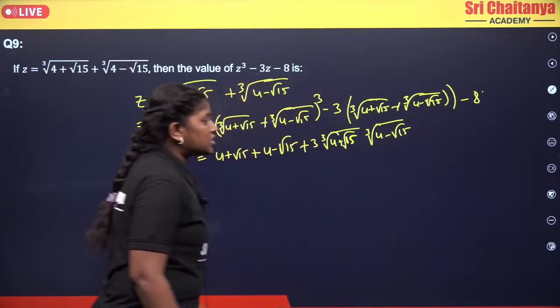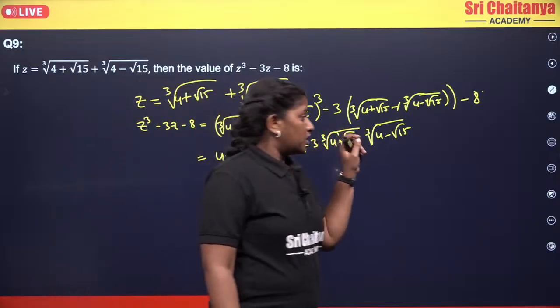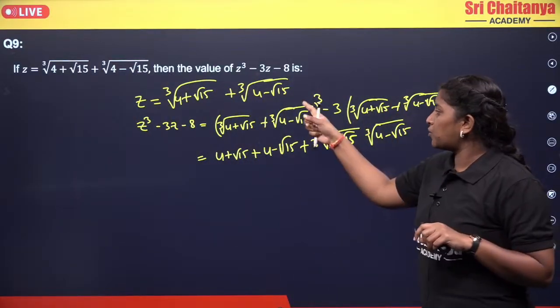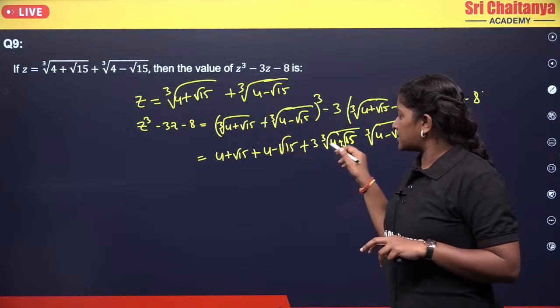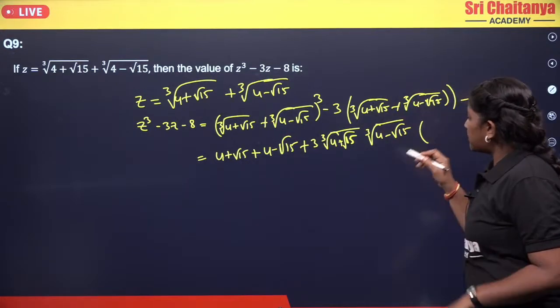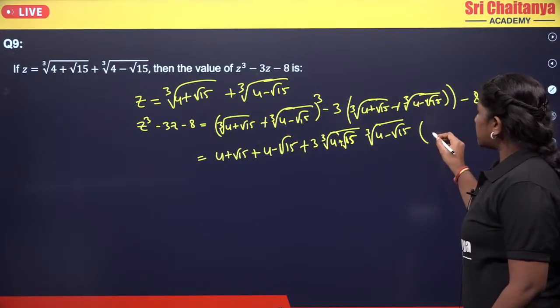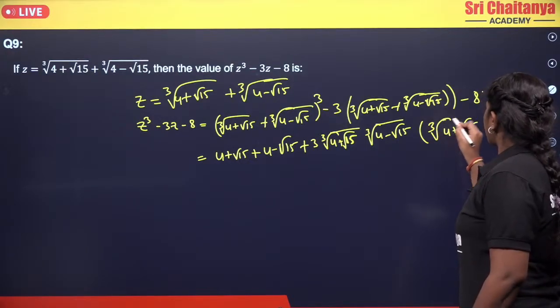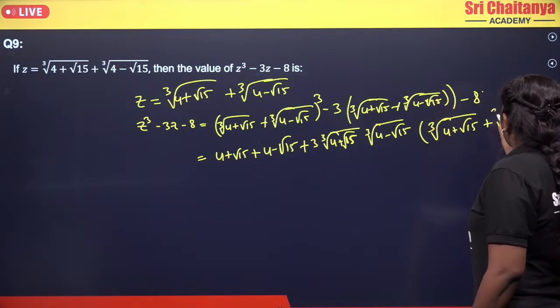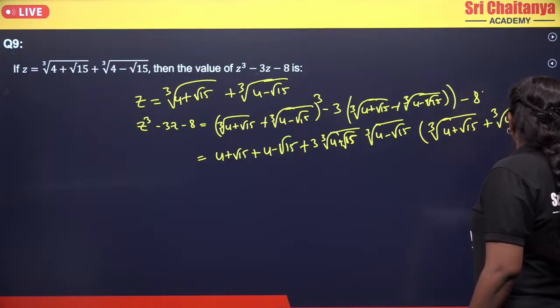Okay, why? Because it is your 3ab. Clear? So here we will be getting (a + b) whole cube as a cube plus b cube. Here the cube root and the cube will get cancelled, plus 3ab into (a + b). So a plus b means we will get cube root of (4 + root 15) plus cube root of (4 - root 15).